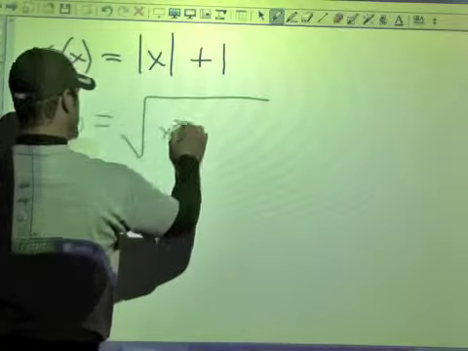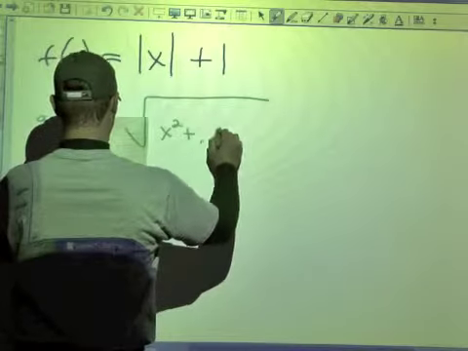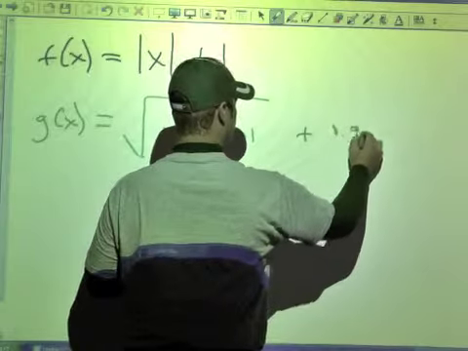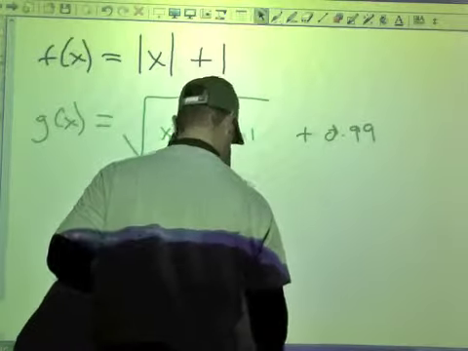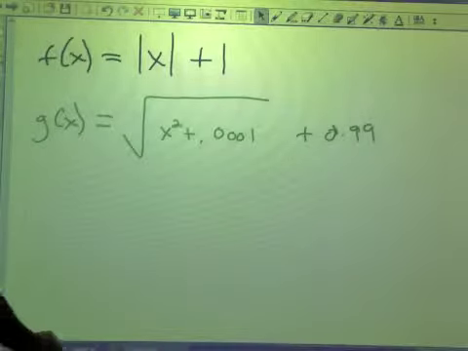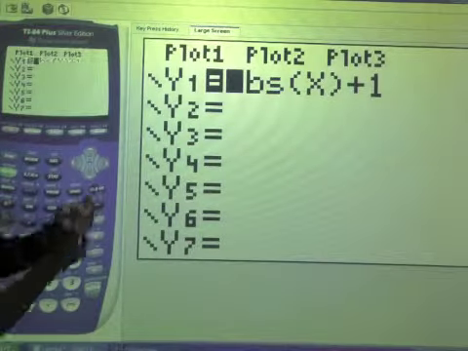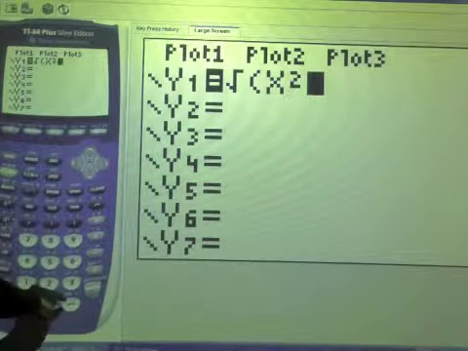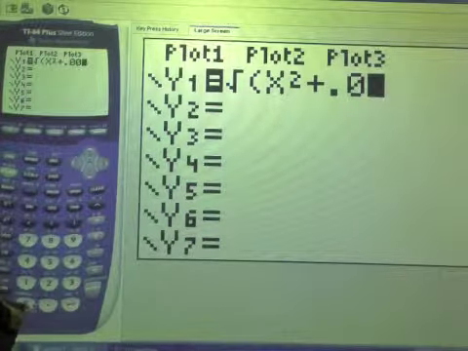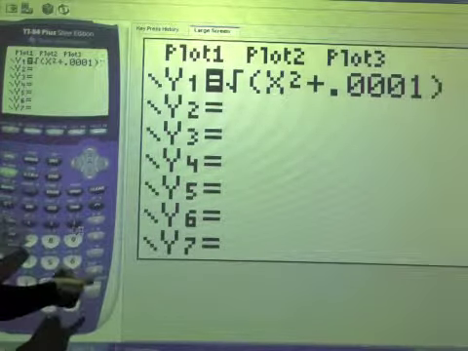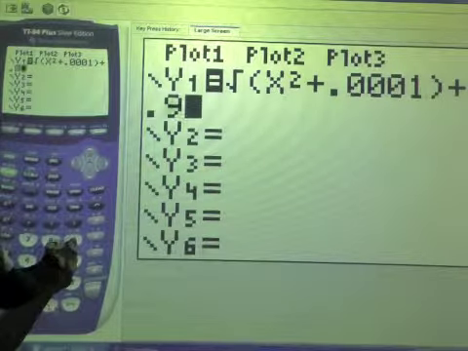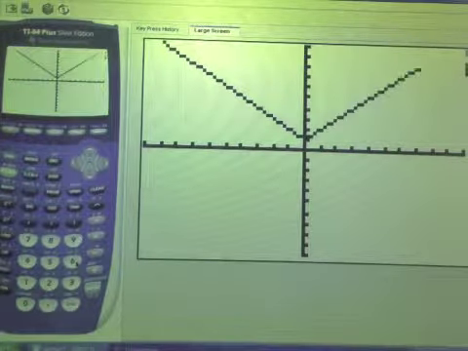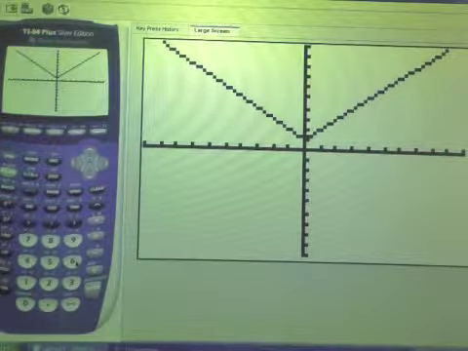Square root of x squared plus 0.0001, plus 0.99. Just like that. Okay, so let's take a look at this graph. One, two, three, one. And then we'll add 0.99. Now go back to zoom 6, standard window. Notice the graph looks exactly like the absolute value graph that we graphed earlier.